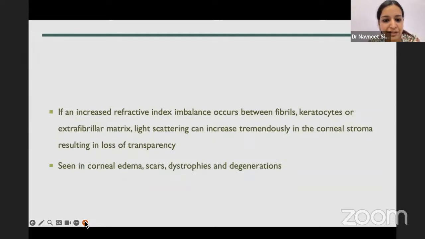So, if an increased refractive index imbalance occurs within the fibrils, keratocytes, or the extracellular fibrillar matrix present in the cornea, light scattering will increase tremendously in the corneal stroma, which will result in loss of transparency and will also reduce the light traveling through the cornea. This is usually seen in scenarios with corneal edema, scars, dystrophies, and degenerations.